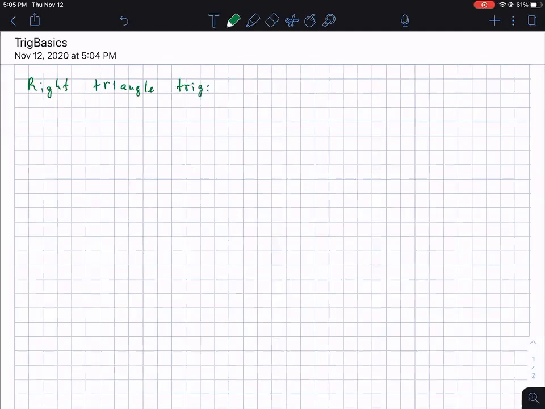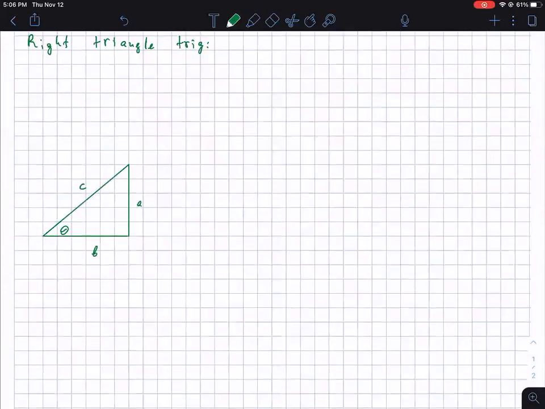So we start off with just a regular right triangle. Consider angle theta inside this triangle. Let's say that this length is A, this length is B, and this length is C. As soon as you have it, you define the following: sine of theta is going to be A over C, and cosine of theta is going to be B over C.